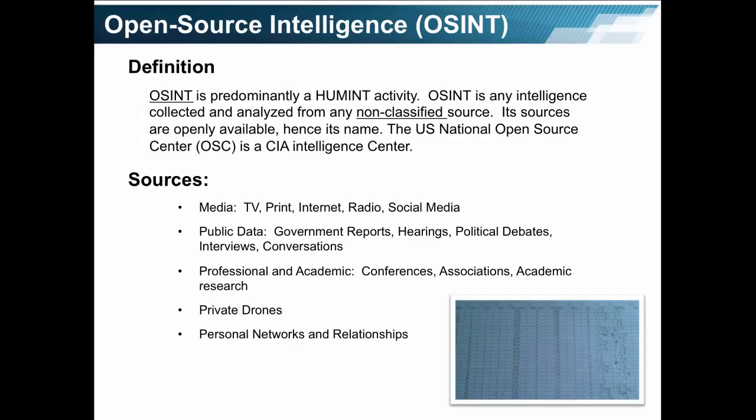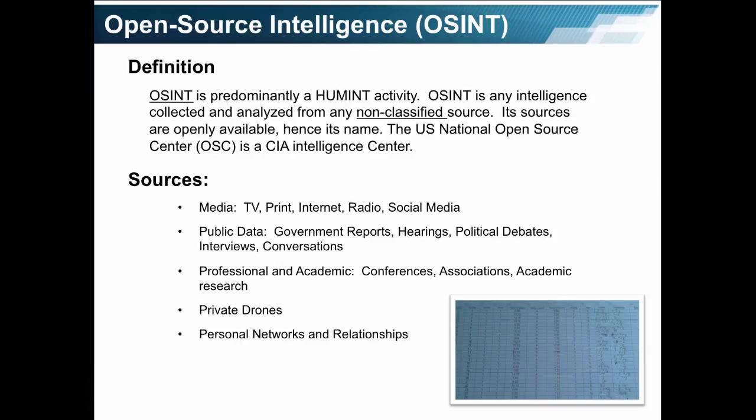What is open source intelligence? It is defined as predominantly a human activity. OSINT is any intelligence collected and analyzed from many non-classified sources. The emphasis is on non-classified. The sources are openly available, and therefore, that is where it takes the name. The U.S. National Open Source Center is a CIA intelligence center.